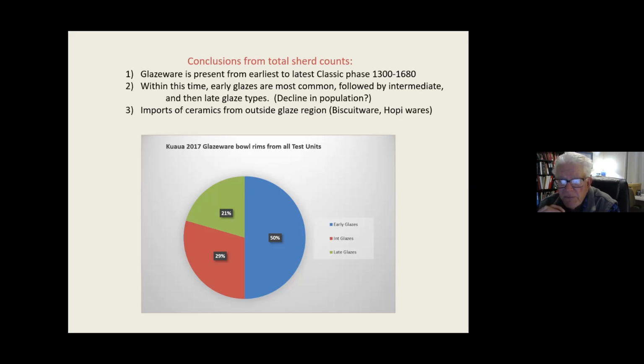We also have, as I mentioned, imports of ceramics from outside of the glazeware region, biscuitware and Hopi wares, but in fact, they're relatively minor. This shows the early, intermediate, and late glazes as a pie chart.